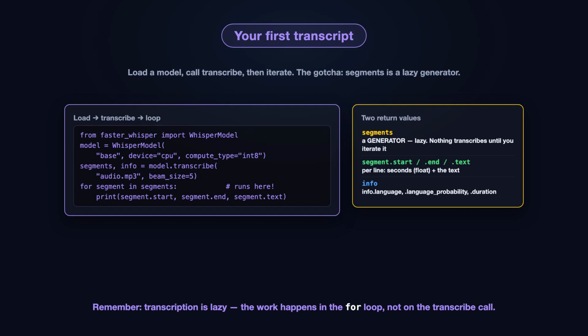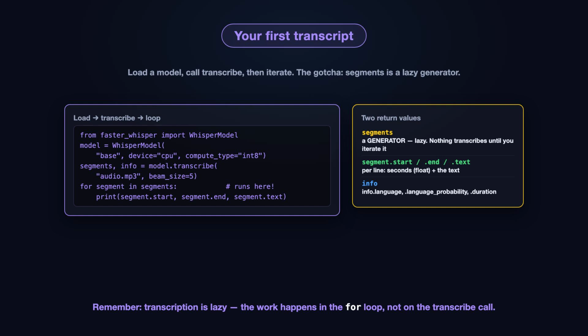Now here is the single most important gotcha in the whole library, the one that trips up almost everyone the first time. Segments is a generator. Transcription is lazy. When that transcribe line returns, nothing has actually been transcribed yet. The real work only happens as you iterate. So you write for segment in segments, and it is that loop that drives the transcription forward, chunk by chunk.